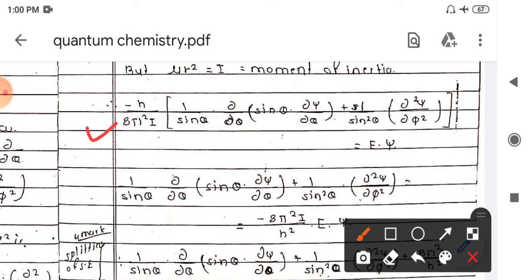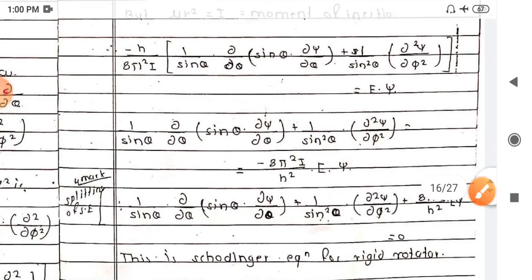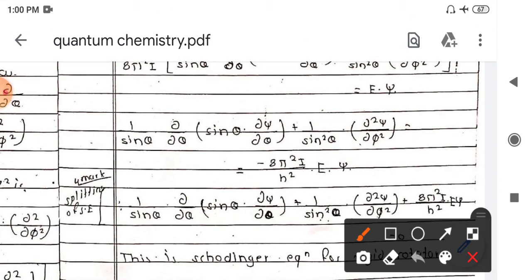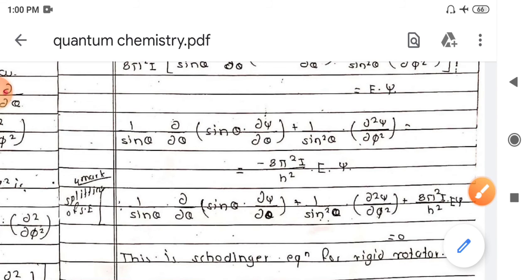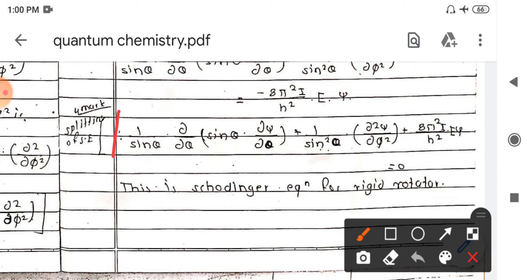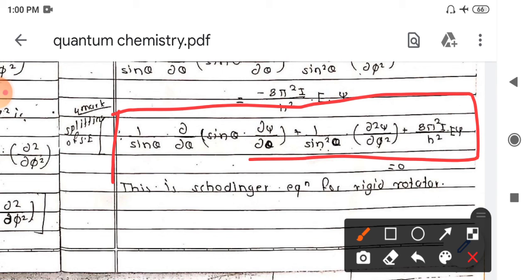So we get the equation as minus h square upon 8 pi square I into the bracket with the remaining terms. To simplify this equation, we have transferred this term to the right hand side. Overall we get the equation as 1 upon sine theta del by del theta of sine theta del psi by del theta, plus 1 upon sine square theta del 2 psi upon del phi square, plus 8 pi square I upon h square into E into psi equals 0. This is the famous equation for the rigid rotor.